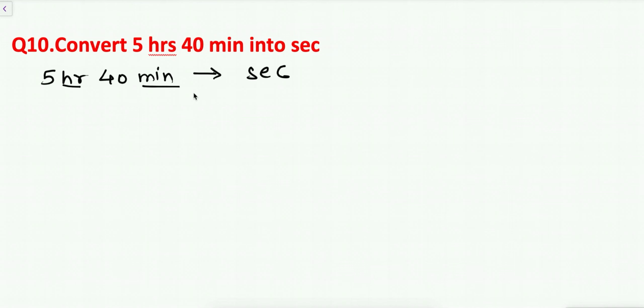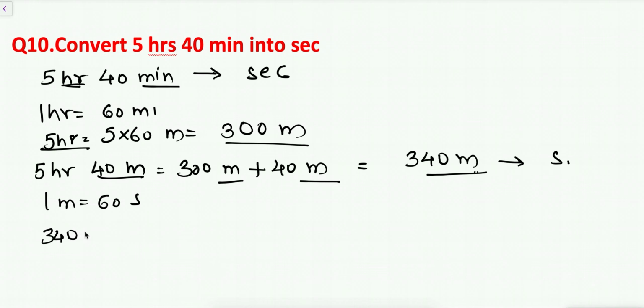So 5 hours 40 minutes will be, what is 5 hours here? 300 minutes. 300 minutes plus the 40 minutes as it is. Now the units are the same, both minutes. So it will become 340 minutes. Now we will convert these minutes into seconds. We know that 1 minute is equal to 60 seconds. So 340 minutes will be 340 multiplied by 60 seconds. So it is equal to 20400 seconds.